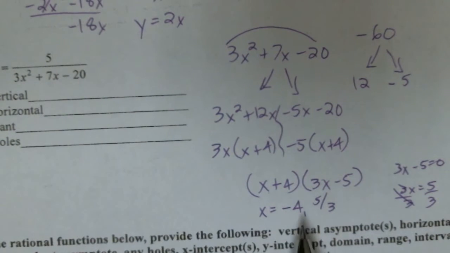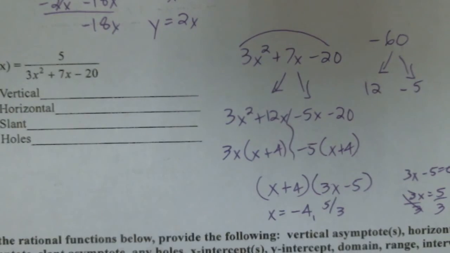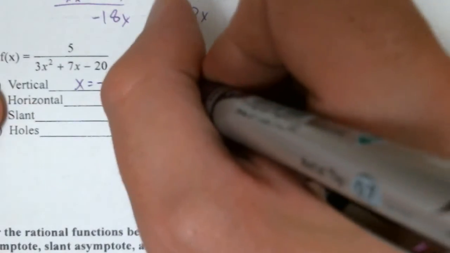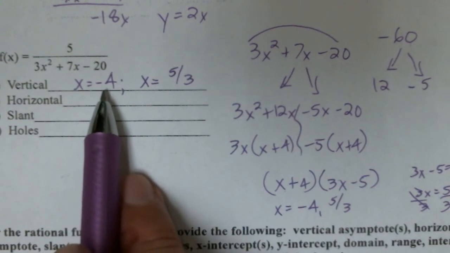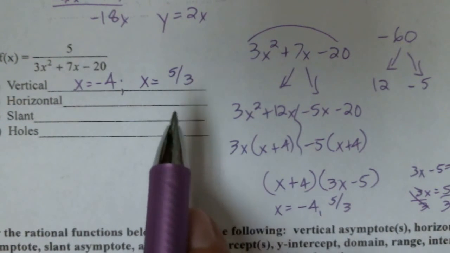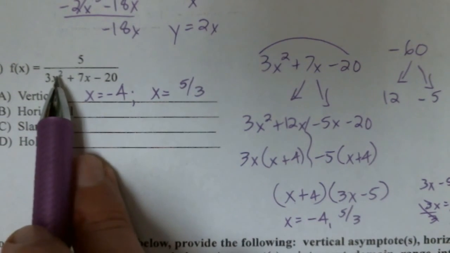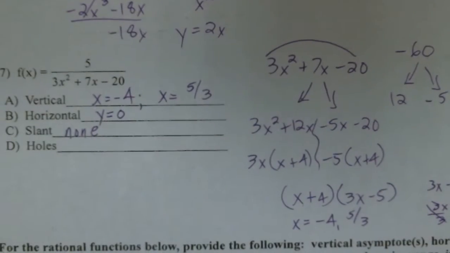So I have now solved the bottom, and I had to do that to find the vertical asymptotes. Remember, it's the equation of a line. It's x equals negative 4 and x equals 5/3. Yes, I need to see two different equations. Please don't just write x equals negative 4 comma 5/3. It's two separate equations. Horizontal asymptote: top heavy, bottom heavy? We are bottom heavy, so it's y equals 0 every single time. We don't have a slant asymptote because we're not top heavy by 1, and nothing cancels, so we have no hole.